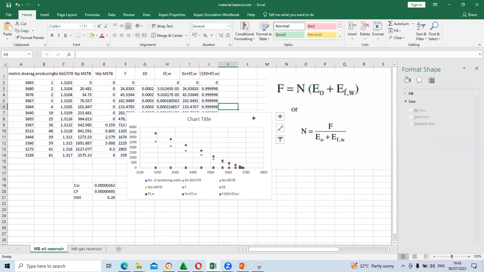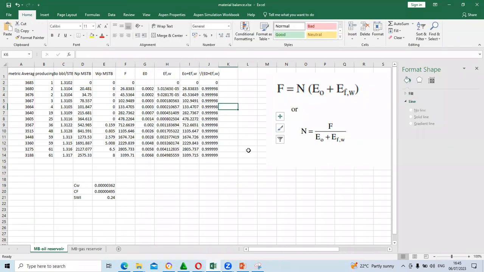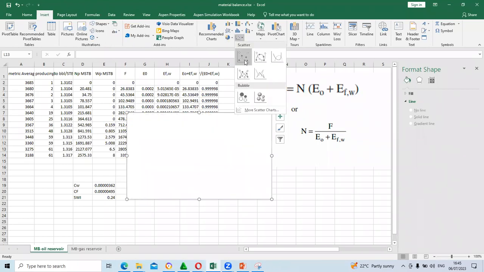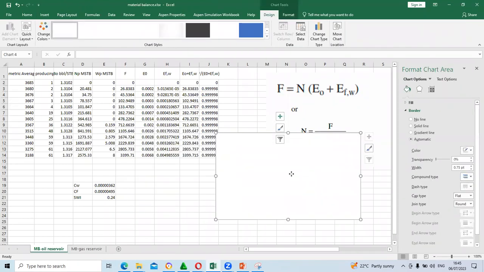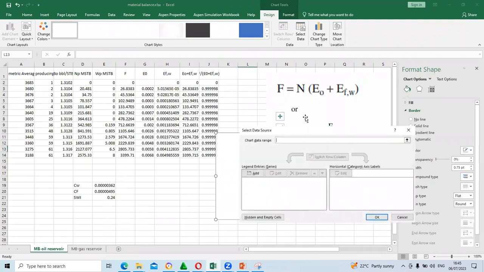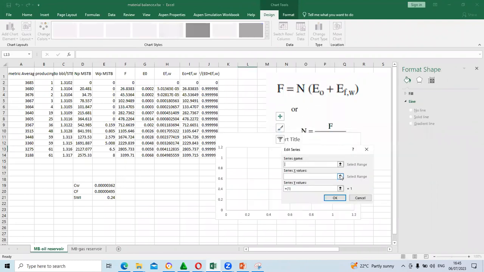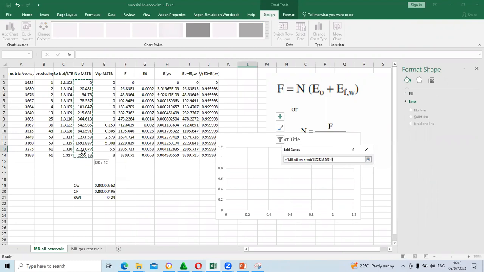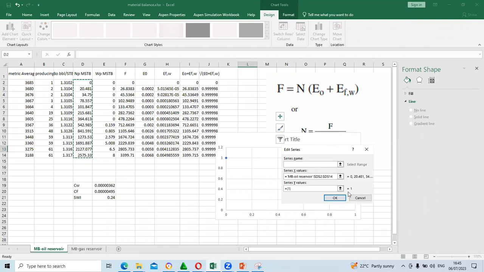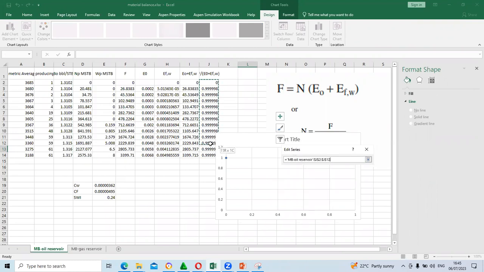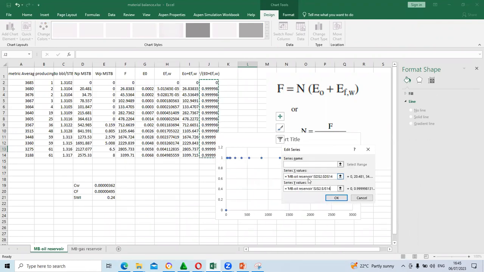Scatter plot. Oh, you are not supposed to highlight anything when you are going to take the plot. So we have our scatter plot there that comes empty. I will select my data. In the x-axis, what I have there is my Np, oil production. That's my oil production in the x-axis. Then I go to the y-axis.